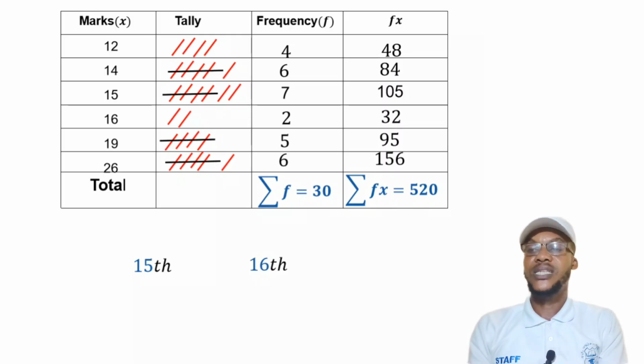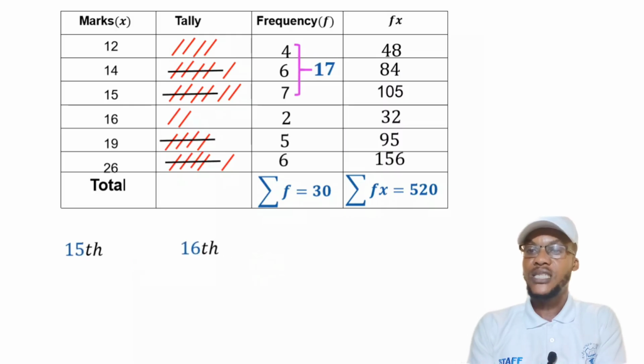So what you do is you go to the frequency column, you start adding. We are finding the 15th first, after that we find the 16th. For 15, we start adding from 4 to 6, which gives us 10. 10 is still less than 15. Then we add the next value, which is 7, and that will make us 17.